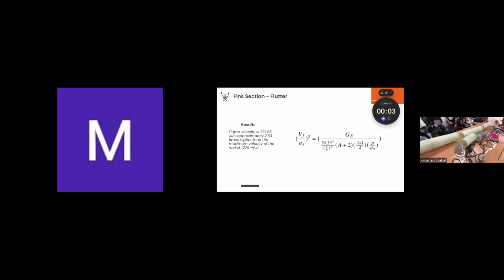So what we did for the calculations was to estimate an average thickness. Good. Yeah, we have used a symmetric airfoil, a NACA 16006. I would annotate that on your fin flutter there.